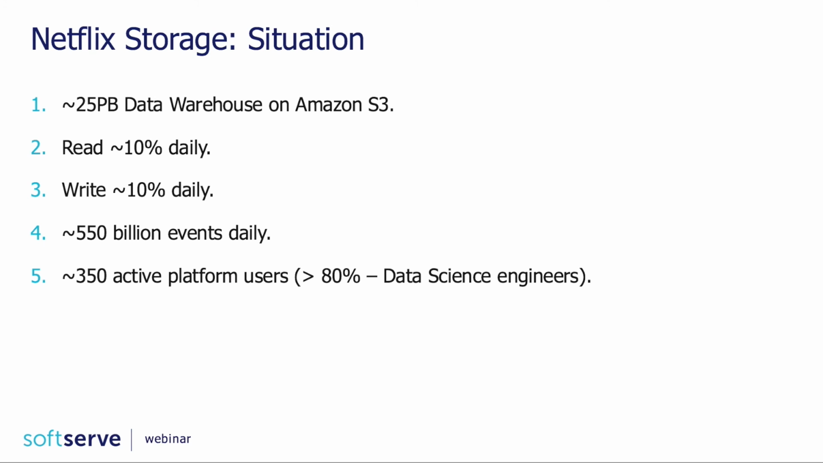Netflix has around 25 petabytes of data sitting on Amazon S3, and they read almost 10% of this data daily, and they write about 10% of data daily back. This could be updated data, refined data, or new data, whatever. But the important thing is that they have 350 active platform users, and most of them are data science engineers. And data science engineers in Netflix are able to use any systems they want to build their calculations to provide results which are expected from them, right?